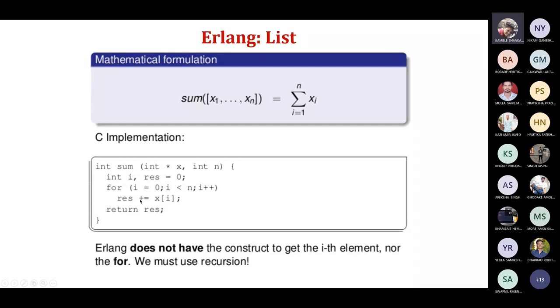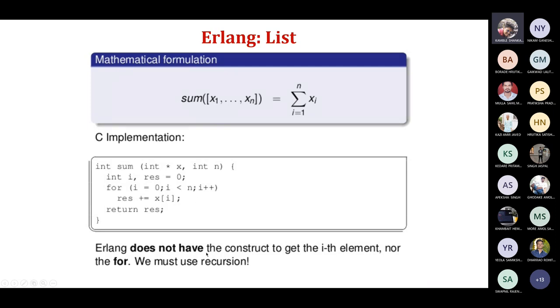And result is equal to result plus x of i. So x is the array. It will just go on adding, the i value is going to change, right? x of 0, x of 1, x of 2, up to x of n minus 1. And it will return the result. So this is the C code for writing this particular sum.